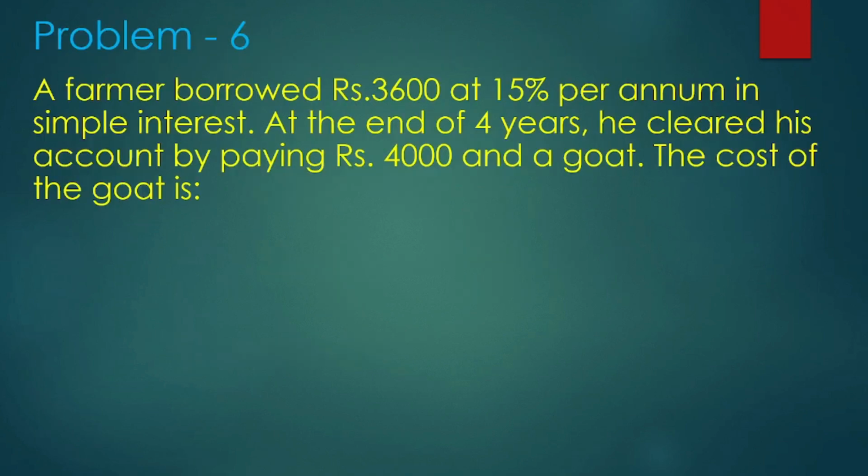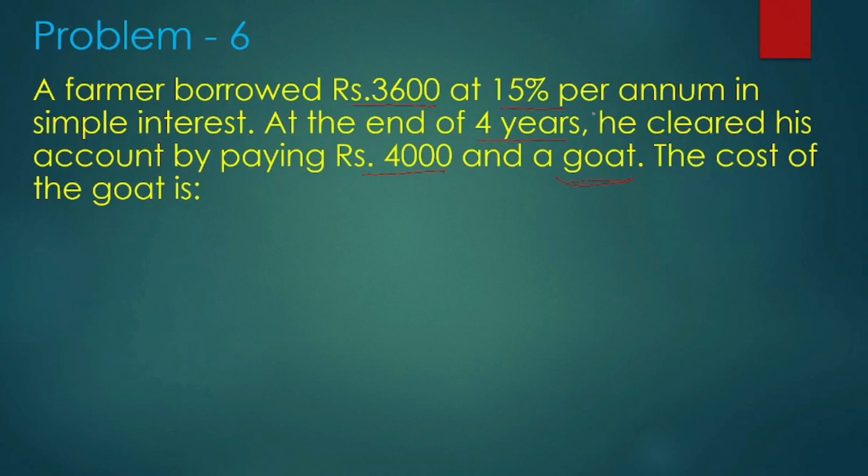Now we are going to discuss the sixth problem in this session. A farmer borrowed 3,600 rupees at 15% per annum simple interest. At the end of 4 years, he cleared his account by paying 4,000 rupees and a goat. The cost of the goat is?